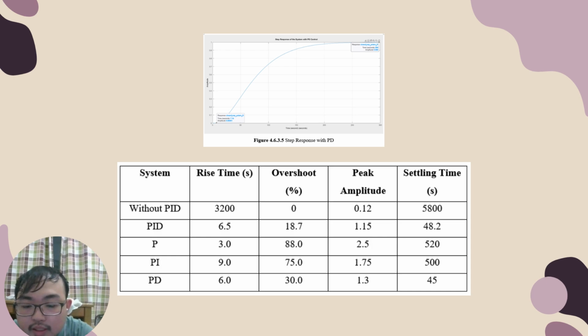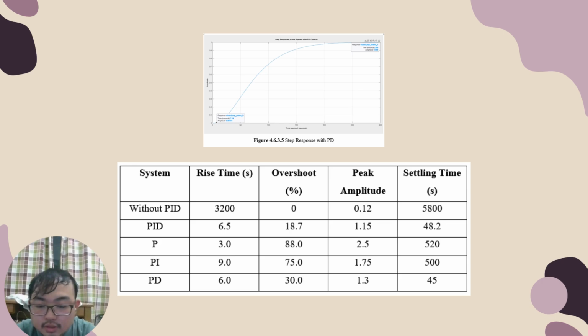with minimal oscillations. So we can conclude that the PID controller has the best overall performance, optimizing speed and stability. The proportional controller has the fastest response but high oscillations. The proportional integral controller has good steady-state accuracy but is prone to overshoot and oscillations. The proportional derivative controller is a balanced option with reduced overshoot and fast response.